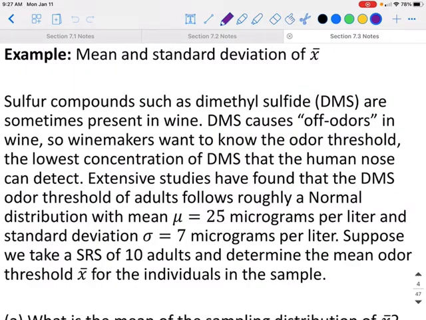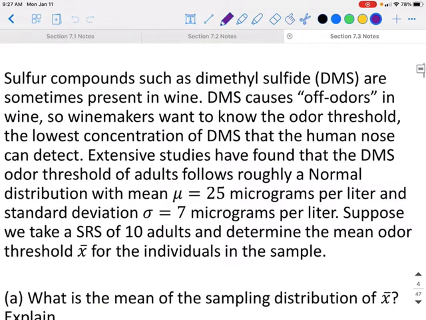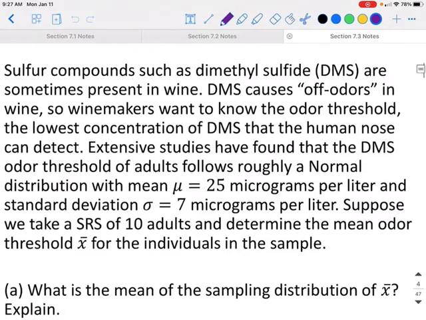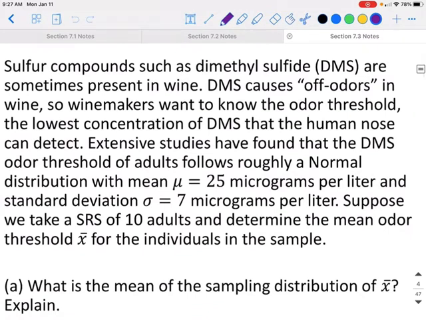Sulfur compounds such as dimethyl sulfide are sometimes present in wine. DMS causes off odors in the wine, so winemakers want to know the odor threshold: the lowest concentration of DMS that a human nose can detect. Extensive studies have found that DMS odor thresholds for an adult follow roughly a normal distribution with a mean of 25 micrograms per liter and a standard deviation of 7 micrograms per liter.